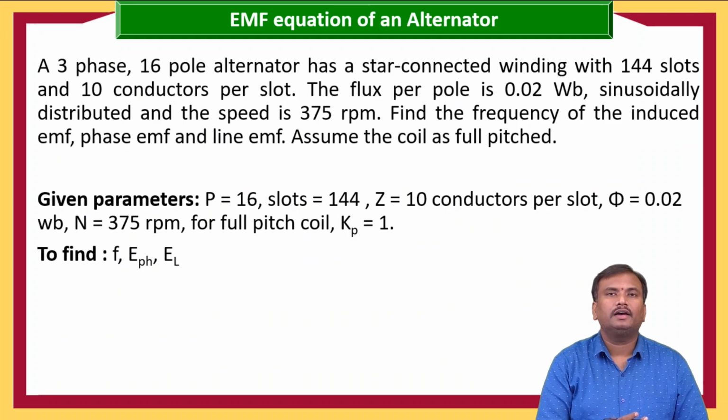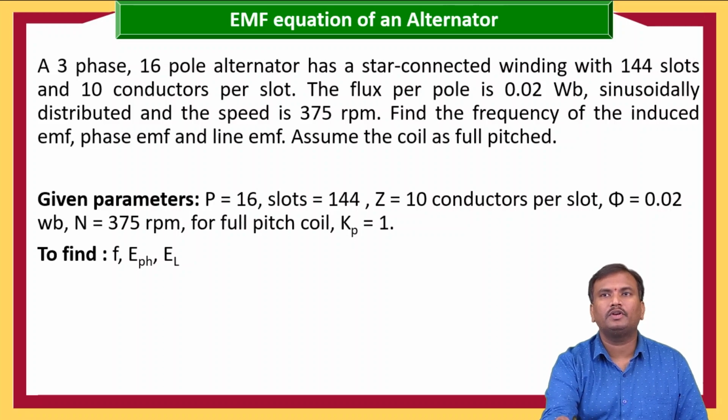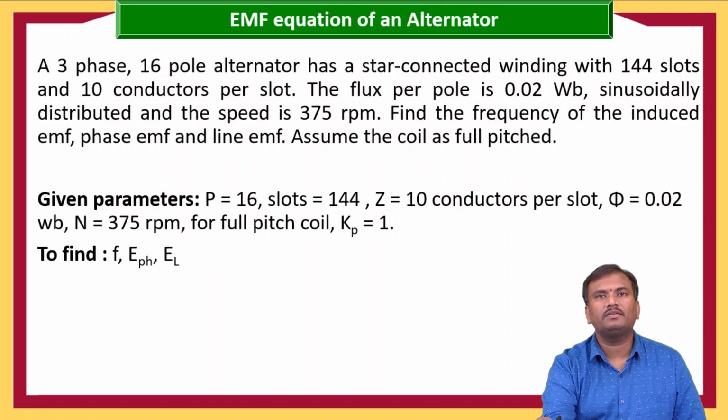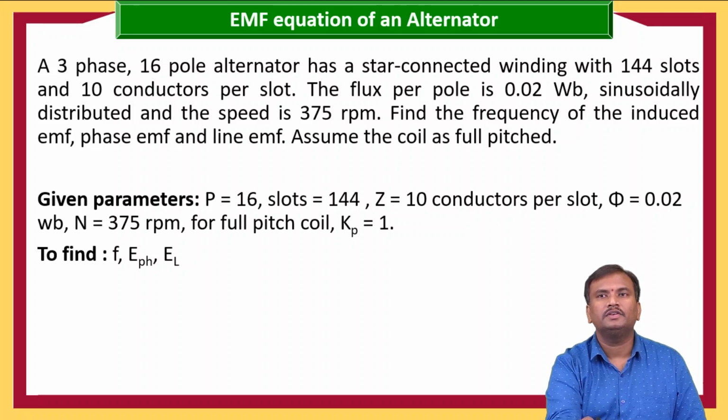Now let us go with the examples. A 3-phase 16-pole alternator has a star connected winding with 144 slots and 10 conductors per slot. The flux per pole is 0.02 Webers, which is sinusoidally distributed, and the speed is 375 RPM. Find the frequency of the induced EMF, phase EMF and line EMF. Assume the coil as full pitched.